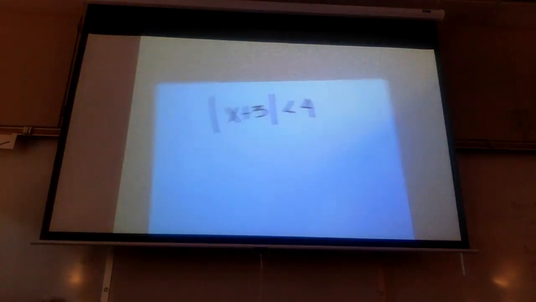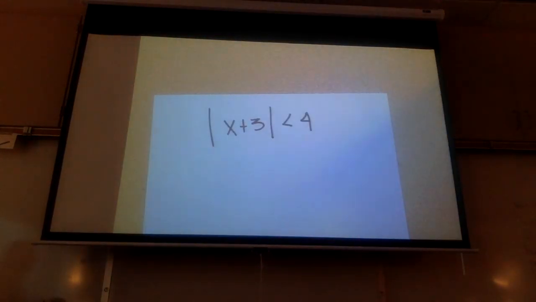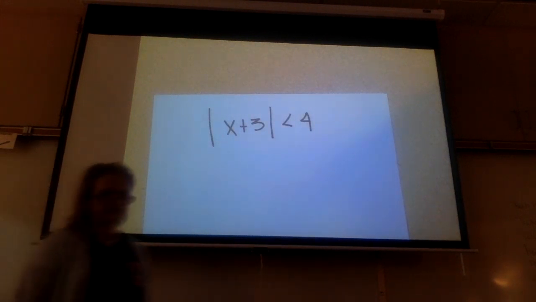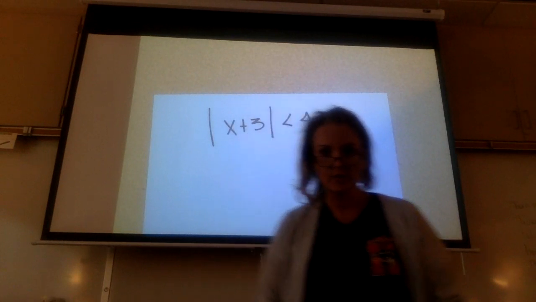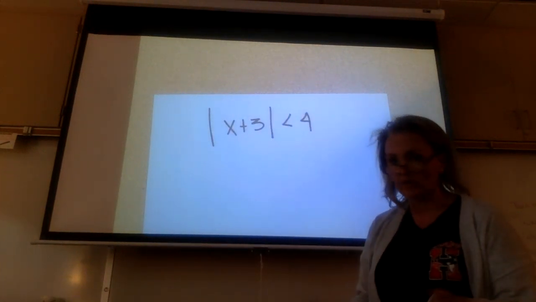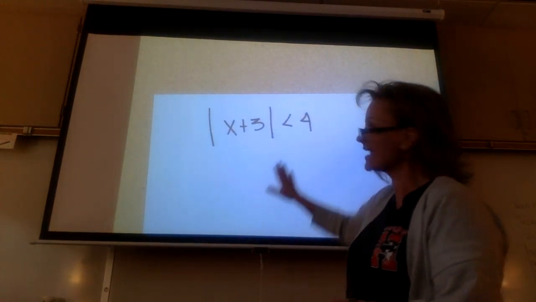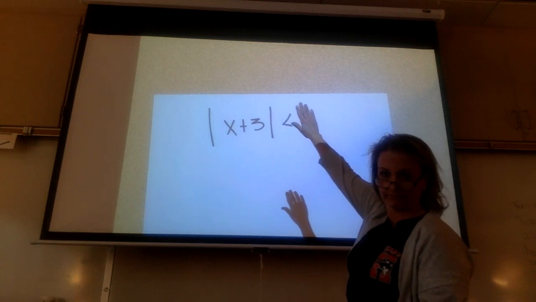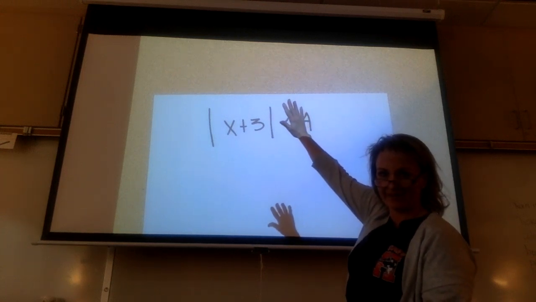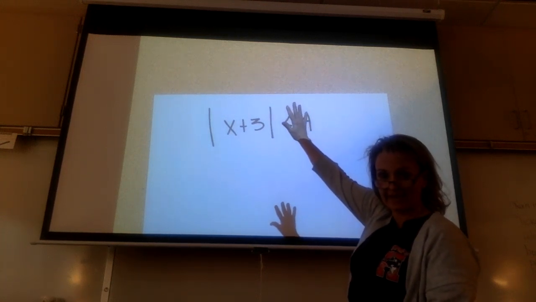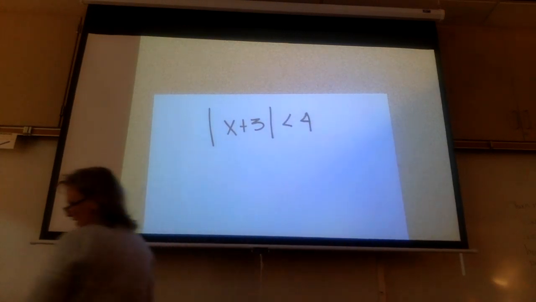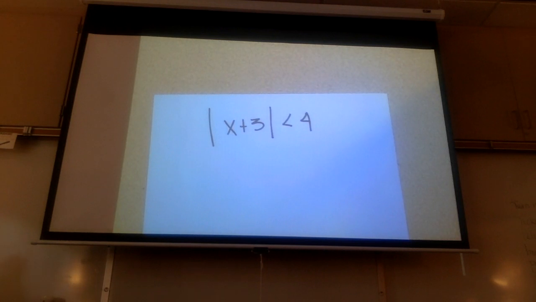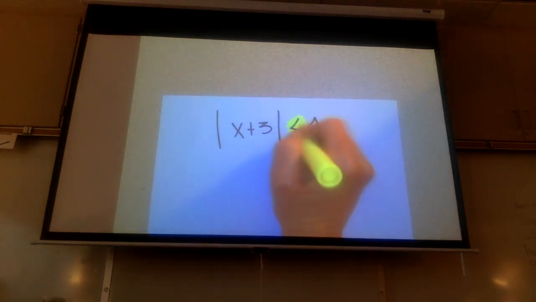The absolute value of x plus 3 is less than 4. Is the absolute value alone on one side? If I cover up the less than 4 over here, there is nothing else on that side of the absolute value, just x plus 3. So I'm ready to identify my inequality and match it.